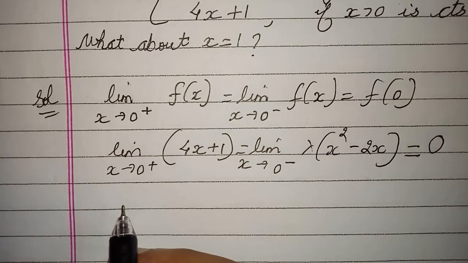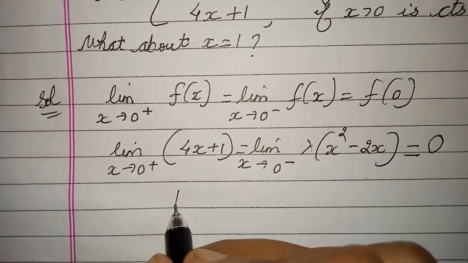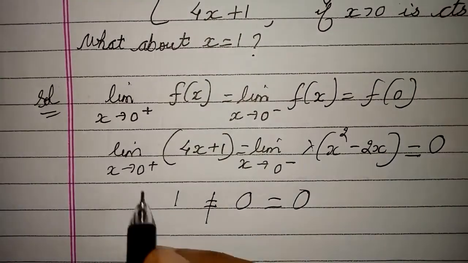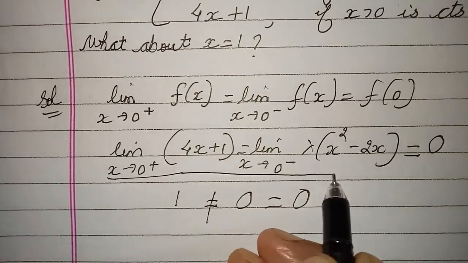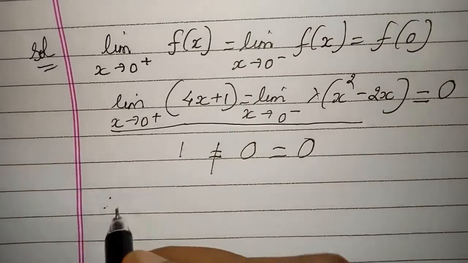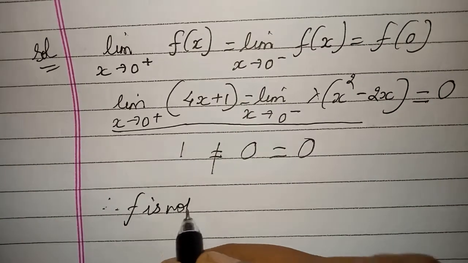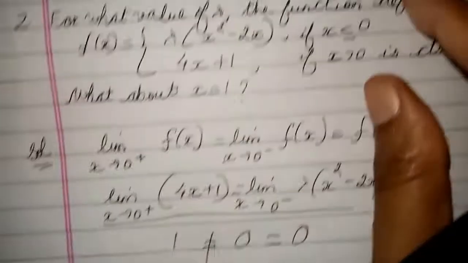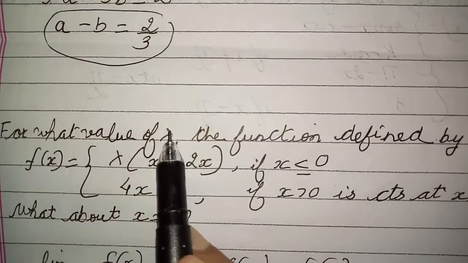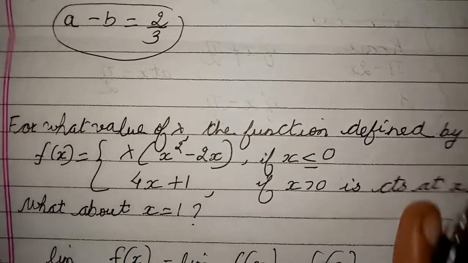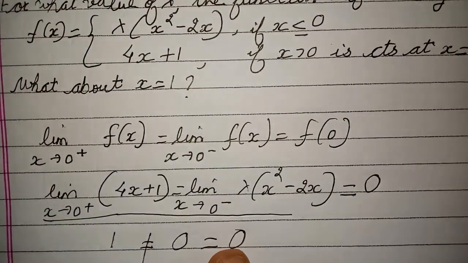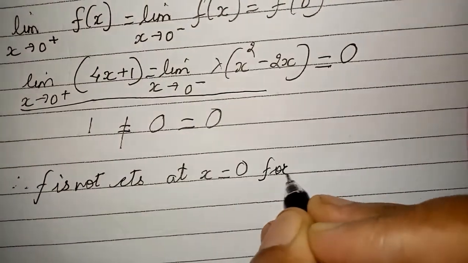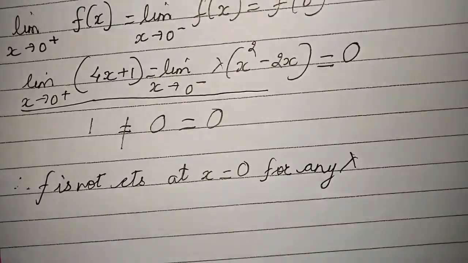Okay, so let's check. So what happens here, children? If you put it here it is 1. If you put it here it is 0. So what do I get? I check here the left limit and right limit are not the same. Therefore I can say that f is not continuous at x equal to 0. The question asks for the condition on lambda for which it is continuous, but using the definition of continuity, I am getting that for no value of lambda is the function continuous, because left limit and right limit are not the same.